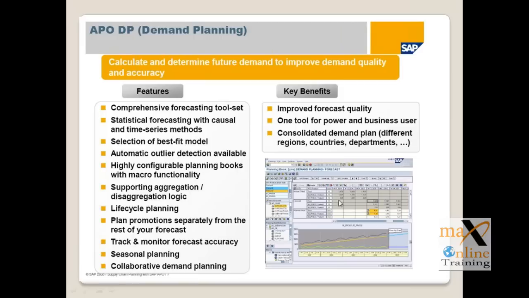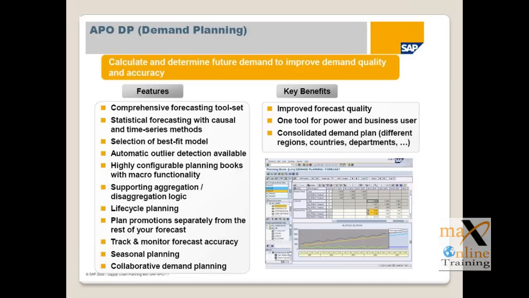On the right side, you can see the table level and the graphical level. Per week, per month, per quarter, per year, how much we are selling, everything you can see in one place. That is the way SAP is developed, and this is the key success of SAP APO. And not only generating a statistical forecast, there are a lot of functionalities in demand planning, all of which can be supported by this software.